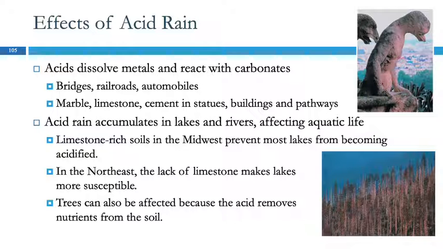The acid rain is also going to accumulate in lakes and rivers. Do fish and other aquatic life like their water pH changed? No, they don't. It's not much of a problem in the Midwest because the soil there has a lot of limestone in it, which neutralizes the acid and keeps the lakes from becoming acidified. But in the Northeast, there's not very much limestone, and so the Northeast lakes have more of a problem with this.